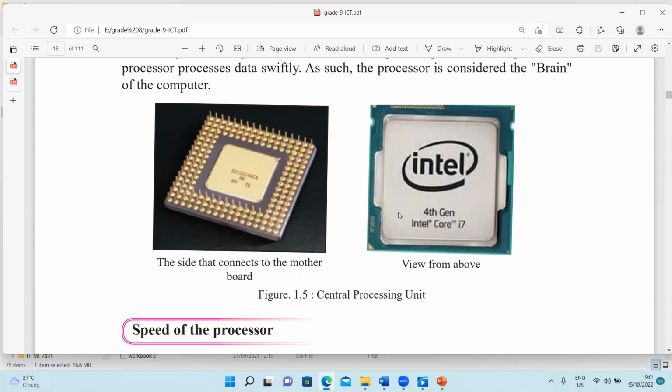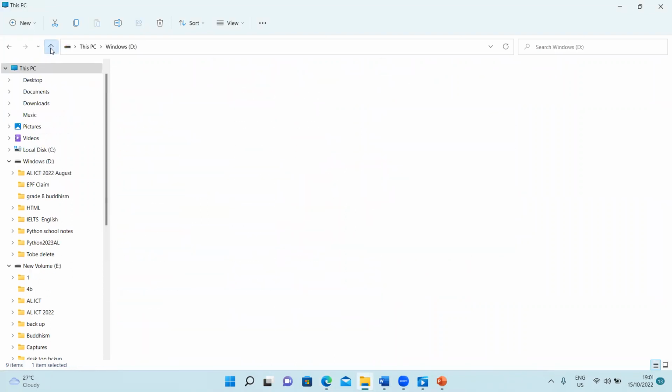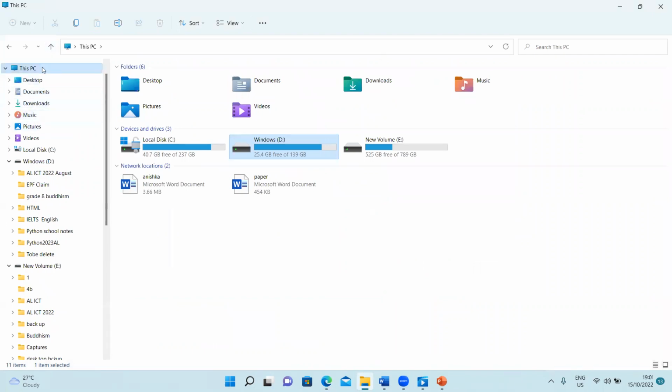When we turn it over to the other side, you will see the label of the processor. Here it says i7. So how can we check our machine's processor? Earlier I also told you, go to This PC. Everyone just try to figure out the processor in your machine.